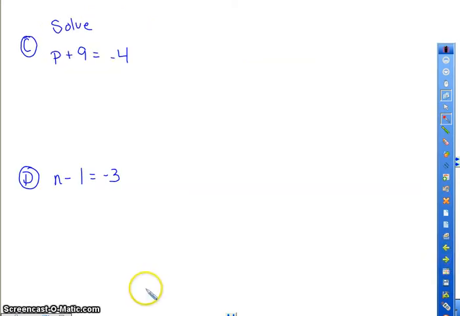Now we're going to solve. Remember, when you're solving, the whole point is to get the letter, the variable, by itself. So I have plus 9. The only way to get rid of plus 9 is to use the inverse of addition. 9 minus 9 is 0, and that's what I want it to be because I want to just be left with the p here.